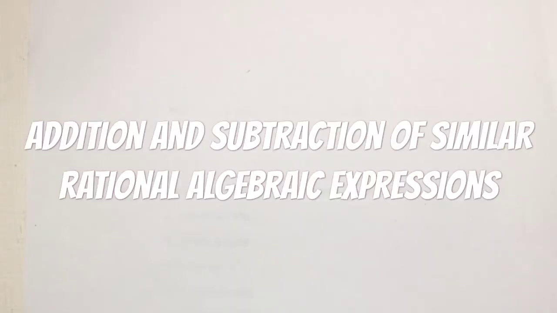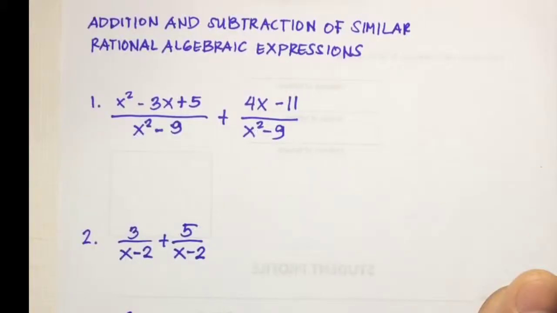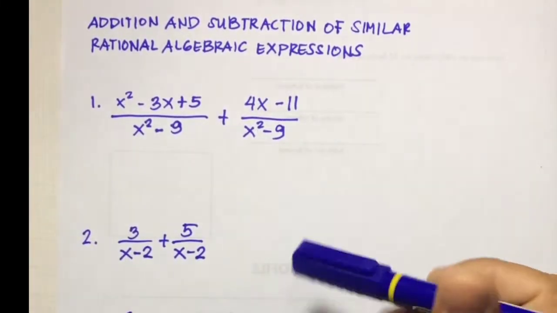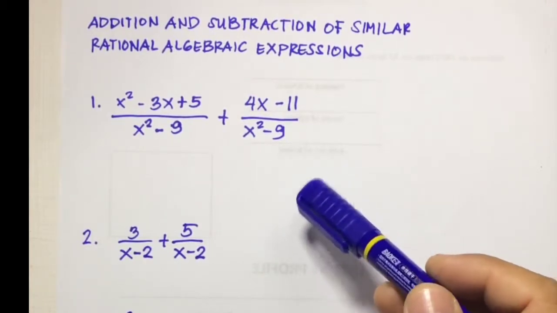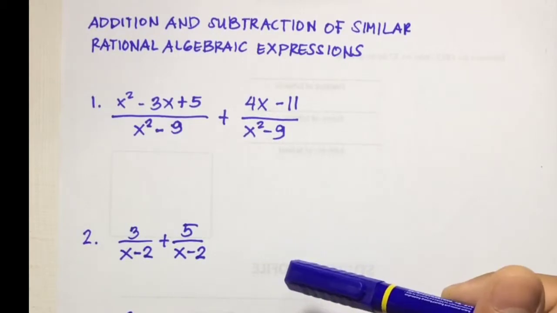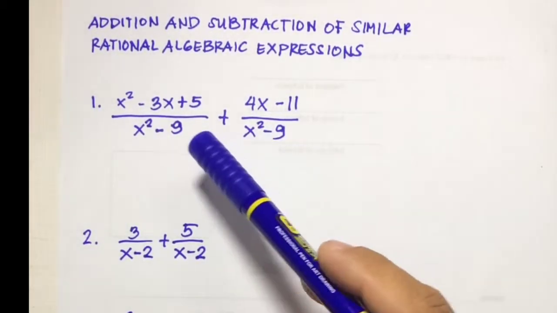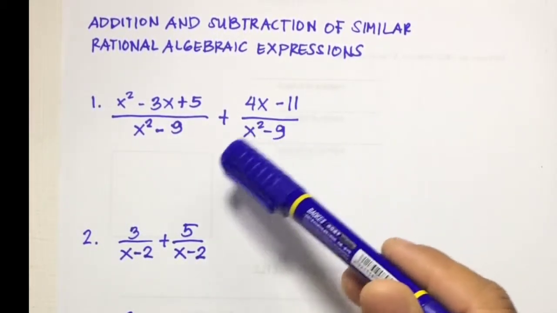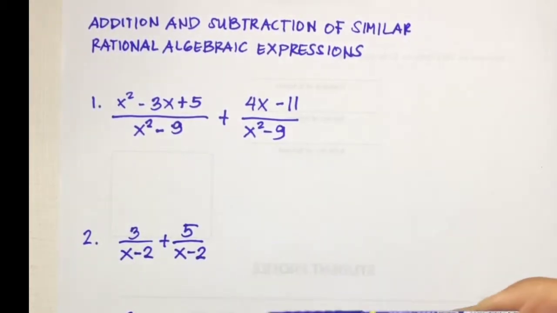Hi guys, in this video I'm going to discuss addition and subtraction of similar rational algebraic expressions. In adding and subtracting similar rational algebraic expressions, we're going to use the rules in adding and subtracting fractions. So we're going to add or subtract the numerators and just copy the denominator.